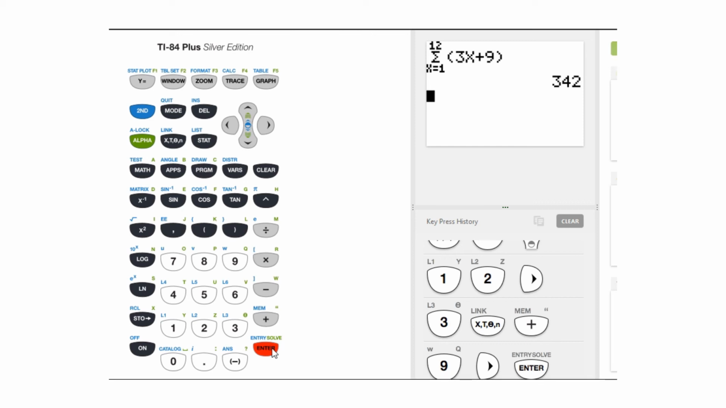I think you might agree that it's much easier to use a calculator. Alpha, window, select 2, fill in the boxes, hit enter, and you are done.